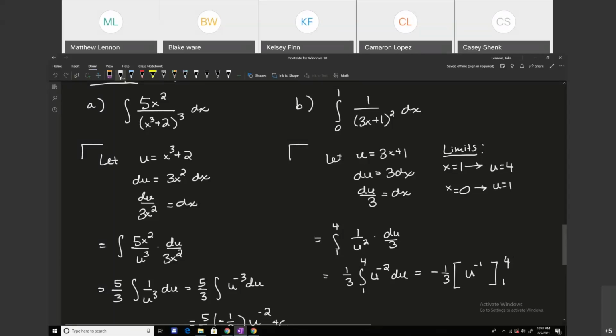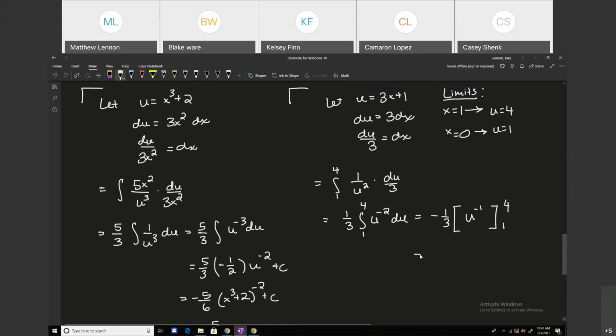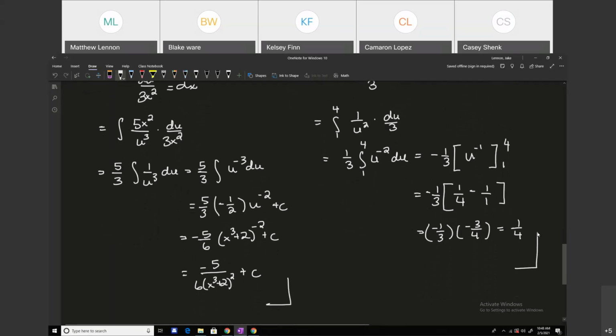And again, u to the negative first is just 1 over u. So we're going to end up with negative 1/3 times 1 over 4, plugging in 4, minus 1 over 1. So we get negative 1/3 times negative 3/4, which leaves us with our final answer of positive 3 over 12, or positive 1 over 4. So that's the answer for part B. So any questions on either of those before we do 2 more examples and call it a day?